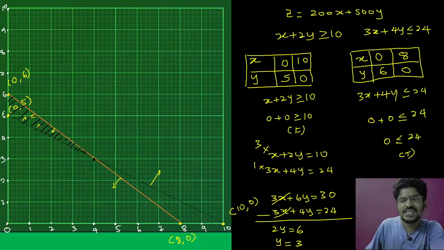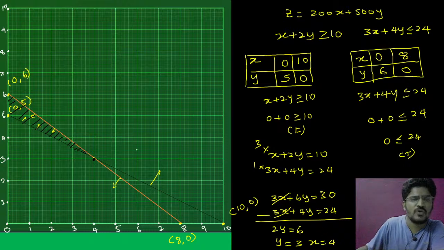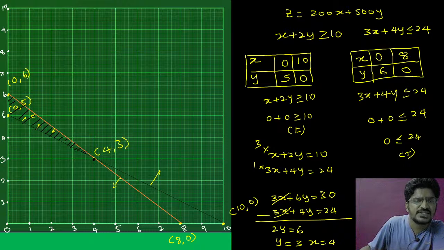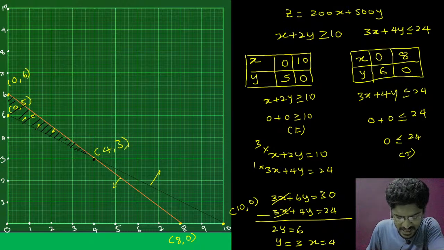If y is 3, you can put y equal to 3 here. 2 into 3 is 6. X will be equal to 4. You just find the x value. You can put in this equation y equal to 3. 2 into 3 is 6. If I take 6 on this side, 10 minus 6 will be 4. So x will be 4. Therefore, x is 4, y is 3.